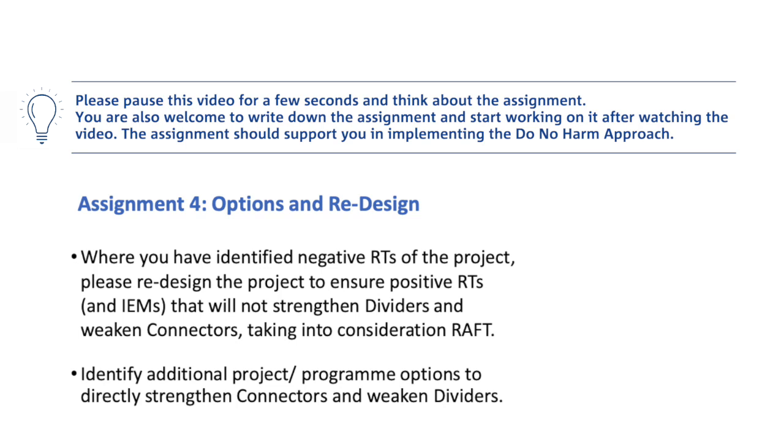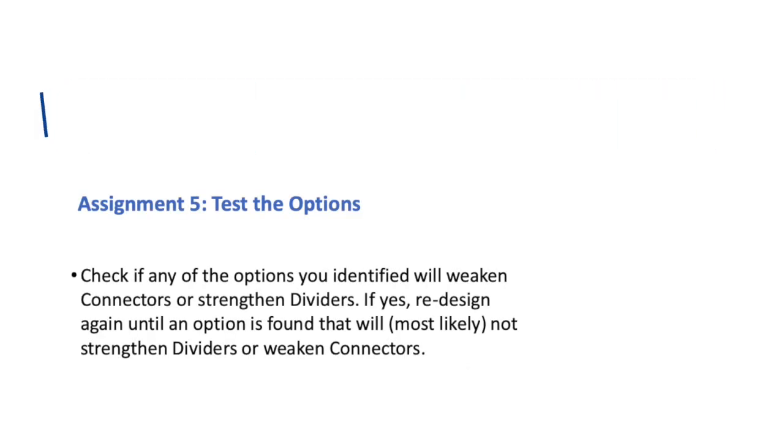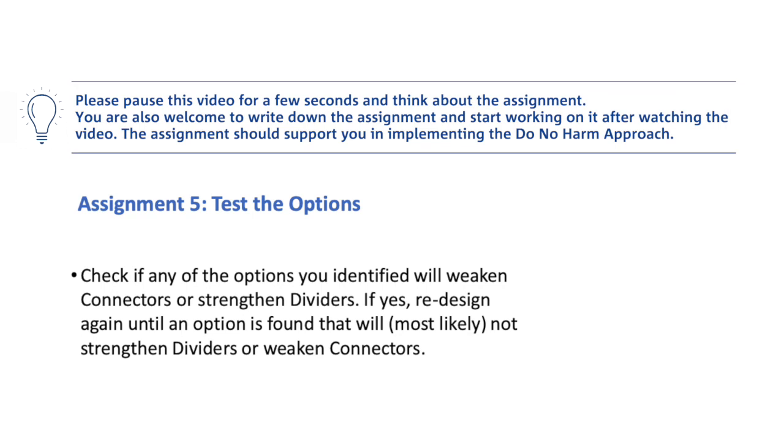And then to go the extra mile, please identify additional project or program options to directly strengthen connectors and weaken dividers. And we will go right into your next assignment, because then you need to test the options you've come up with and potentially redesign them again if you realize that your options might also weaken connectors or strengthen dividers, so cause harm.